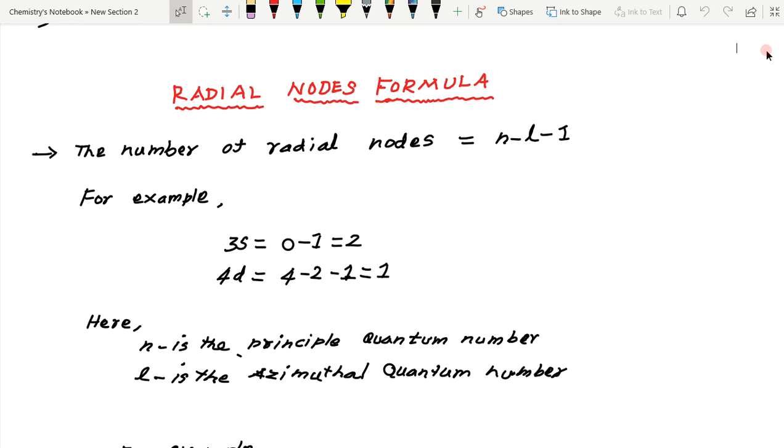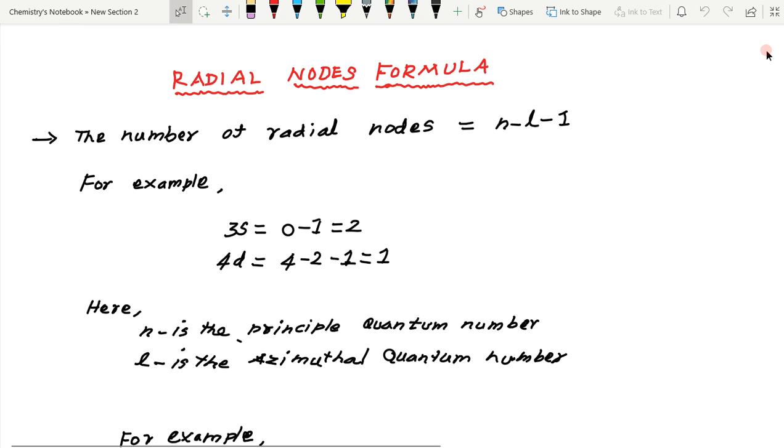Again see, n is denoted. For 4d orbitals, here also l is 2, so 4 minus 2 minus 1. Here two nodes, so 2 minus 1 equals 1. So 4d equals 4 minus 2 minus 1 equals 1. Here n is the principal quantum number, l is the azimuthal quantum number.